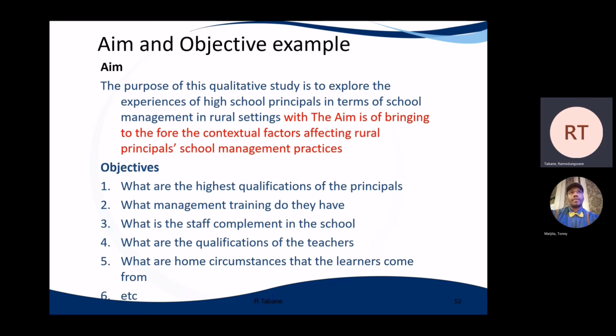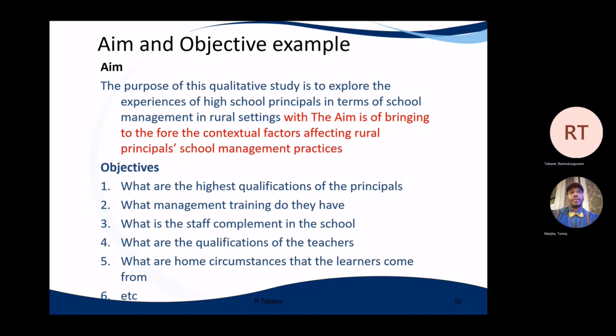So remember, what was the aim, the purpose statement of our example? The qualitative study is to explore the experiences of high school principals in terms of school management in rural settings, with the aim to bring to the fore the contextual factors affecting rural principal school management practices. That's why I have it written as a standalone as well. So what are my objectives?